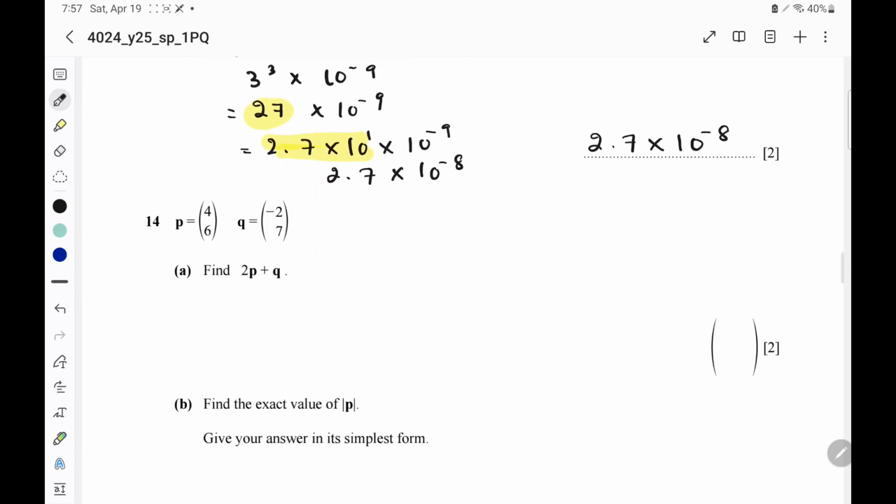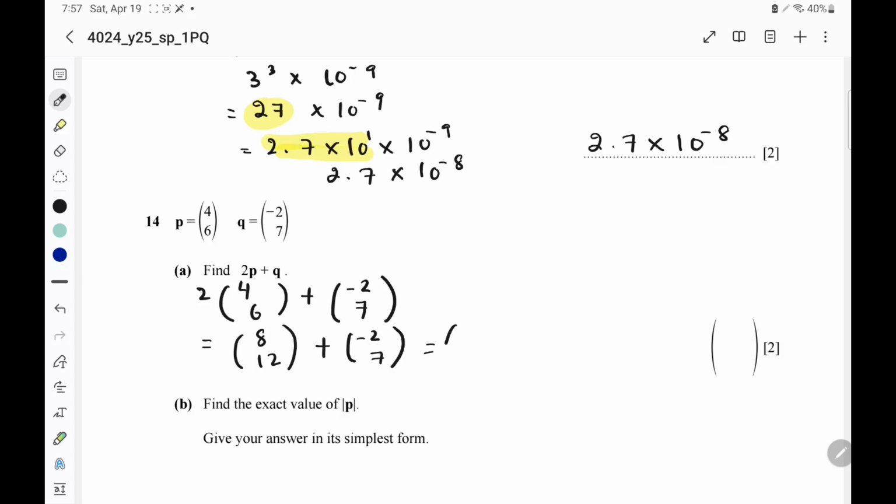Question number 14 is a vectors question. You have column vectors given, where p is (4, 6) and q is (minus 2, 7). Find 2p plus q. So 2 times (4, 6) plus (minus 2, 7). That is equal to (8, 12) plus (minus 2, 7), which is equal to (8 minus 2, 12 plus 7). 8 minus 2 is 6, and 12 plus 7 is 19. So (6, 19) is the answer.